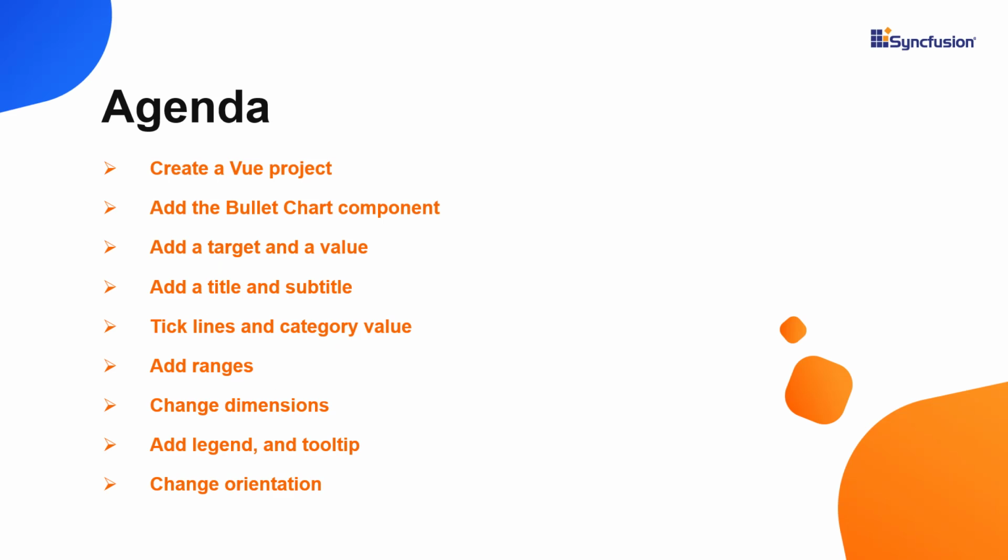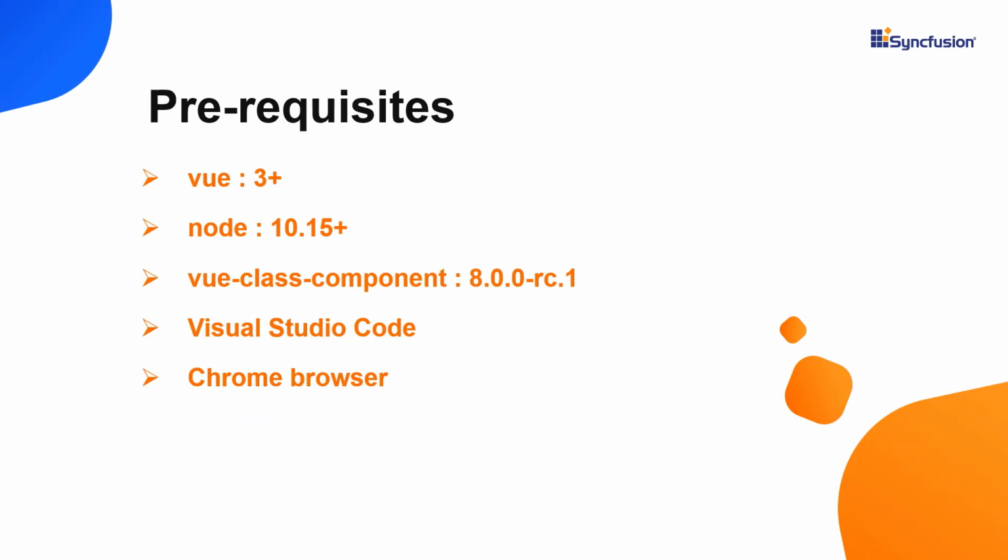I will show you how to configure this control along with a few of its basic features like setting an actual and target value, minimum, maximum, and interval values, and adding a title, subtitle, dimensions, and tooltip. I will also show you how to enable legend and change the orientation. Let me show you the application creation process using the Vue CLI toolchain.